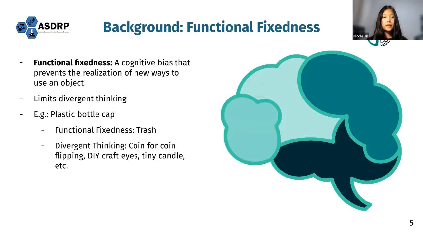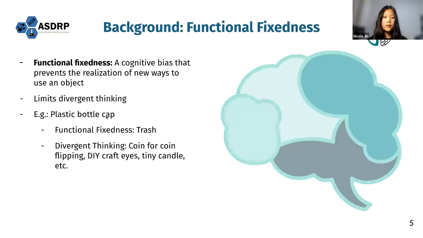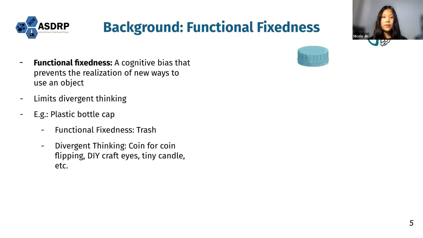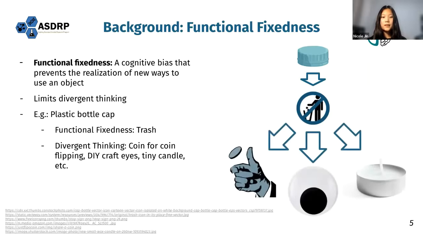And this definitely limits divergent thinking because it prevents us from thinking outside of the box. And we have another example. Here you have a leftover plastic bottle cap, and a person with functional fixedness would think that this is trash or recycle. However, there are many alternative uses to this bottle cap. For example, a person who practices divergent thinking and avoids functional fixedness would view this plastic cap as either a coin for coin flipping, a googly eye for DIY crafts, or even a tiny candle. And this is only one of the multiple potential solutions.